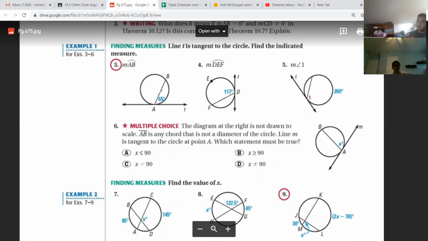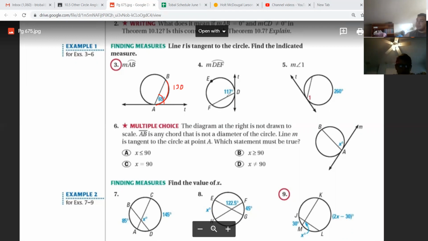So for example, for number 3, if this angle right here is 65, and when I say this angle, I mean the actual angle of the lines, that means this arc, BA, is going to be twice as much. So while this one's 65, this is going to be 130.